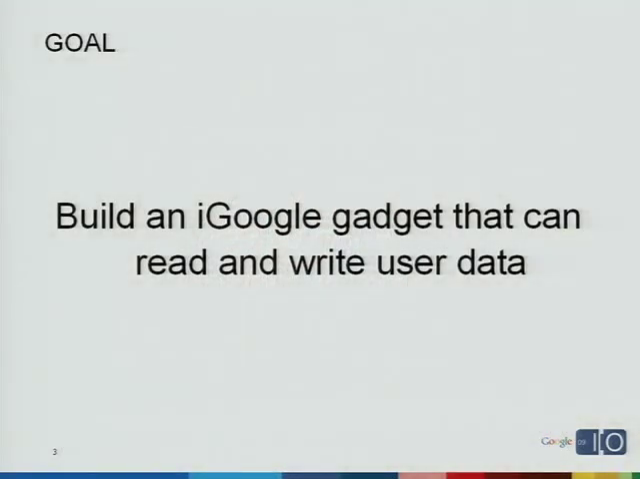Imagine you have a gadget living on iGoogle, and it's going to want to load data from Blogger. So we're going to talk about how we're actually going to go about grabbing that data from Blogger and also writing data back to Blogger. A lot of the topics that you're going to learn today, you can also apply to other OpenSocial containers and other services that support OAuth. But for the purposes of this talk, we're going to focus on iGoogle and on Google services.